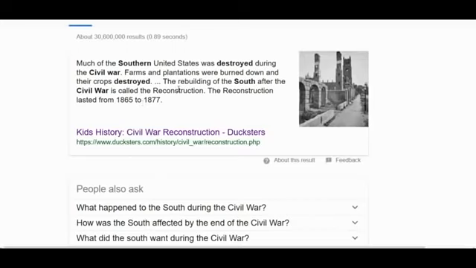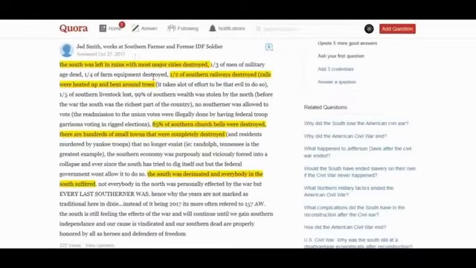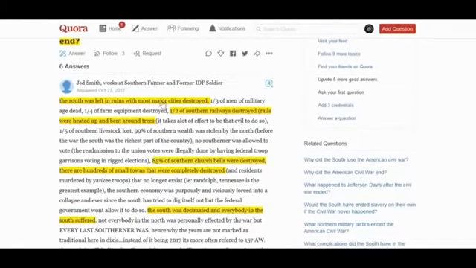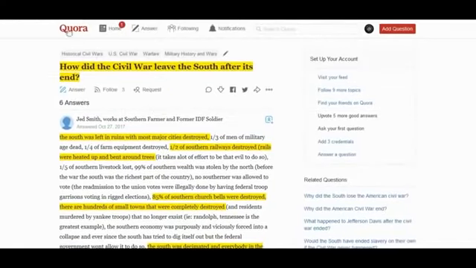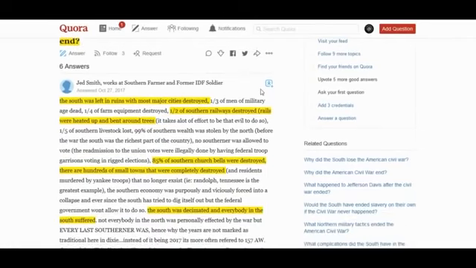So in the Civil War, it was the southern states that actually absorbed most of the physical damage. Most of the destroyed cities are southern cities. And there's just another little one, from Ask a Historian on Quora: How did the Civil War leave the South after its end? The South was left in ruins with most major cities destroyed.